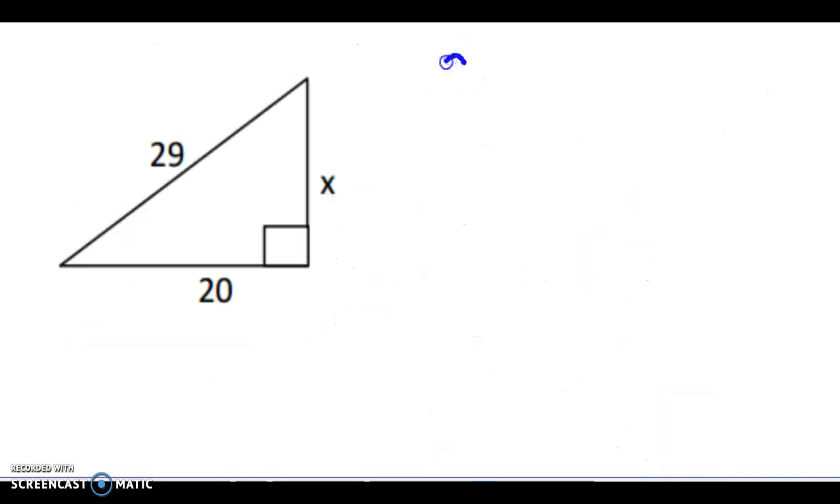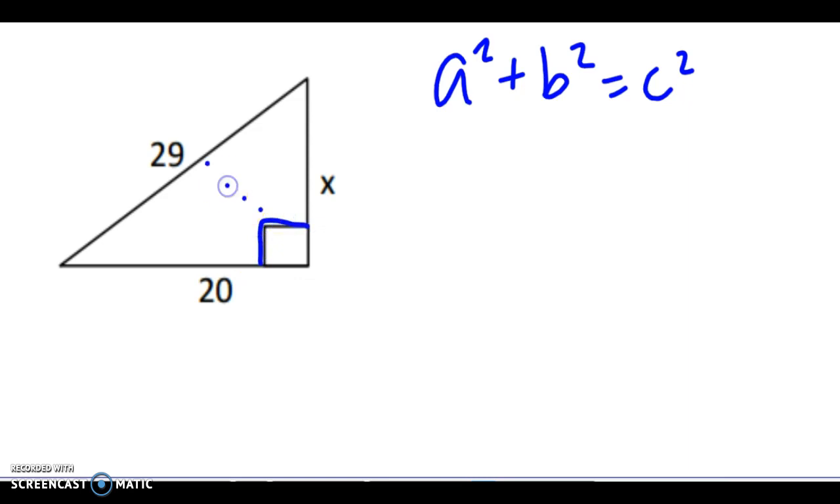All right, so you start with your equation, a squared plus b squared equals c squared. Step number 2, determine your letters. So use that right angle. It's going to point you to C. So that's our long side. And then just pick A and B. Doesn't matter which one's which, you just got to pick one.